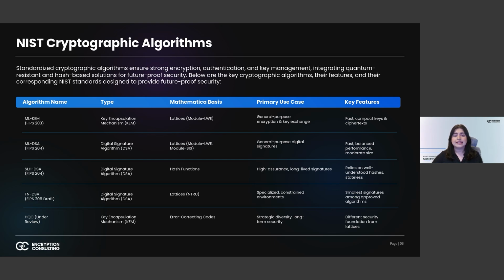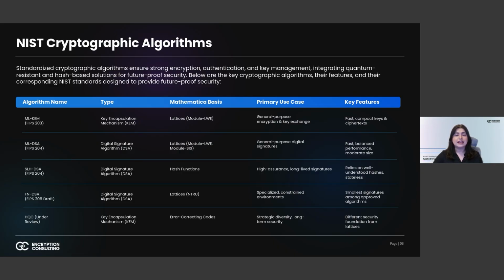Next is ML-DSA, defined in FIPS 204. This is a primary digital signature algorithm. Think of this as the modern quantum-safe way to verify a digital document's authenticity and integrity. It's also based on lattices and is designed to be the main workhorse for general-purpose digital signatures. Its key feature is a great balance of speed and performance with a moderate size for its keys and signatures, making it a powerful and efficient choice.